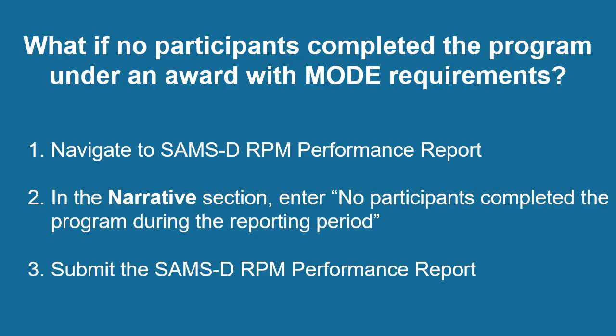In terms of the process, there are two different scenarios I want to address. First, there may be some implementing partners who do not have any participants that completed the program between April 1st and September 30th for an award. In this situation, a SAMS Domestic RPM Performance Report should still be submitted. To do so, you will need to navigate to your SAMS Domestic RPM Performance Report, complete the narrative section of the report with "No participants completed the program during the reporting period," and then submit the report. To illustrate that process, we're going to do a quick walkthrough in SAMS Domestic.